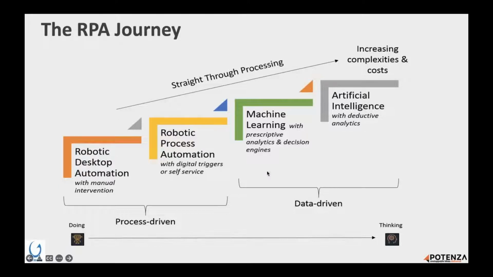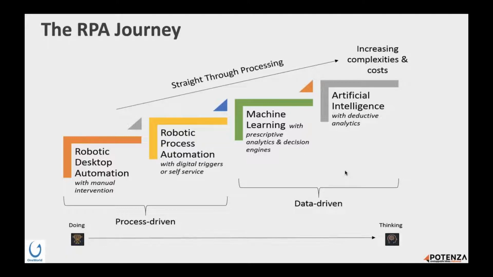You move to the next level, which is robotic process automation with digital triggers. This is called unattended automation. You don't need to invoke or activate the automation. It gets automatically triggered based on time, activities, or any trigger. So this is all RPA, these two. It's more process driven. You can see this. And then the next level is where we're going to inject a bit more intelligence into this conversation.